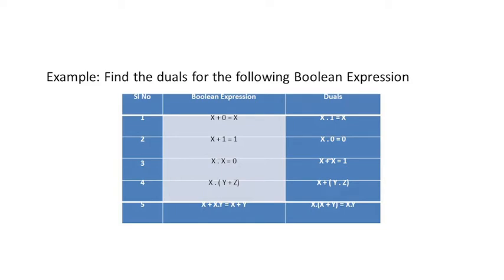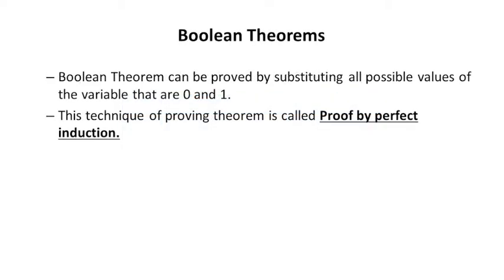X dot (y plus z) will become x plus (y dot z). X plus x dot y is equal to x plus y will become x dot (x plus y) is equal to x dot y. Like this, the duals will be worked out. Next, Boolean theorems.